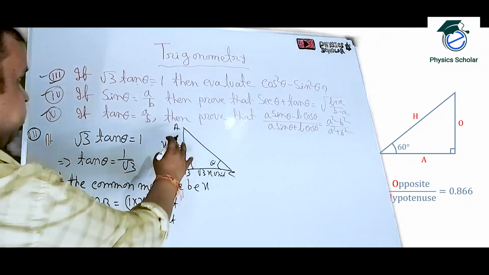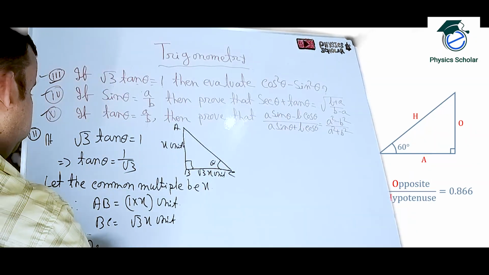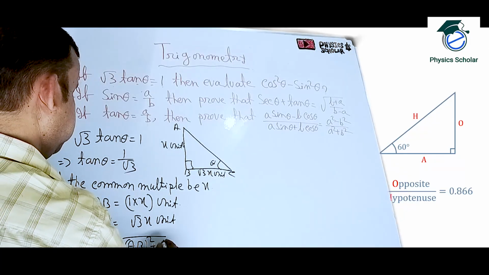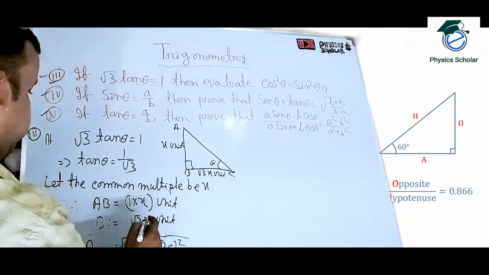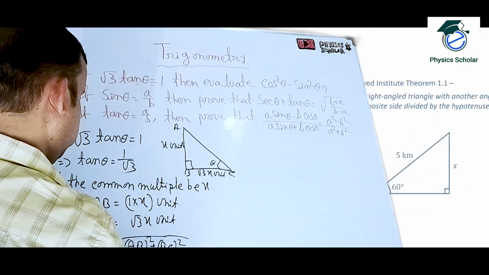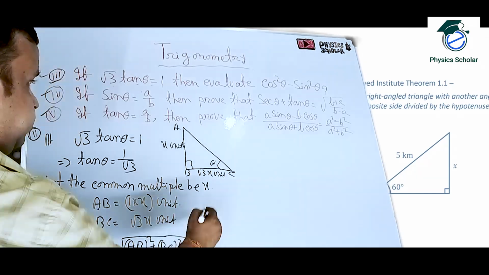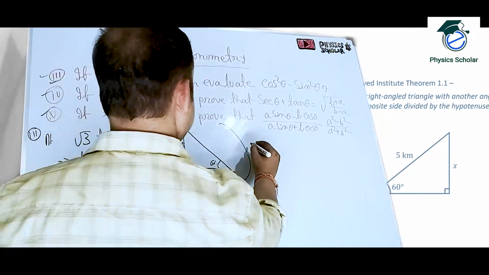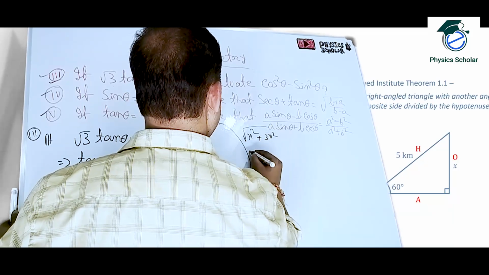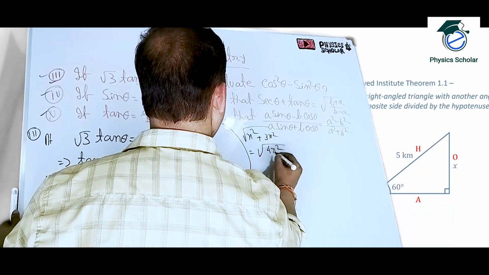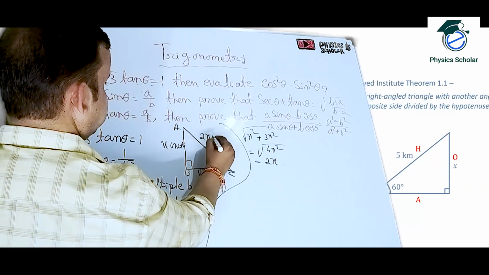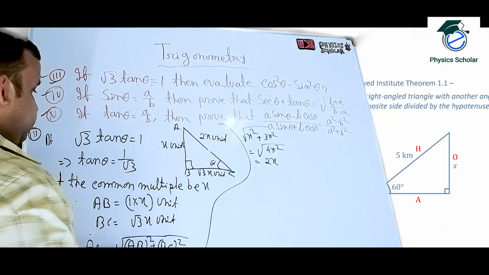So by the Pythagoras theorem, AC hypotenuse is equal to root over AB square plus BC square. What is AB? x. So x square plus root 3x square. So what you can write? Root over x square plus root 3x square, so root over 4x square, that means 2x. Okay, so it is 2x unit. Now everything we have in our hand.